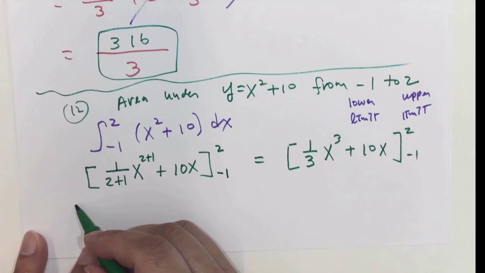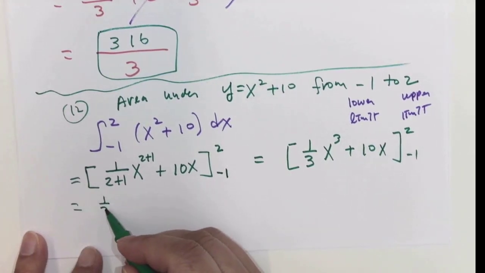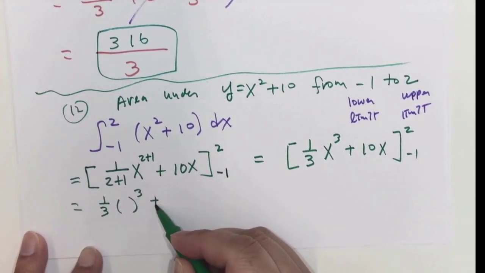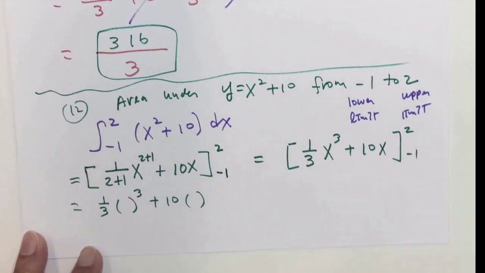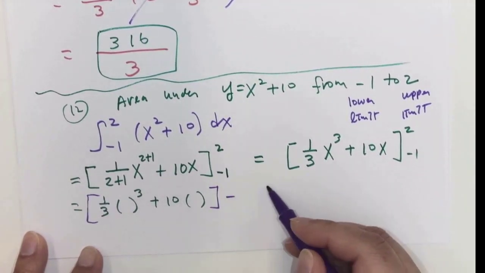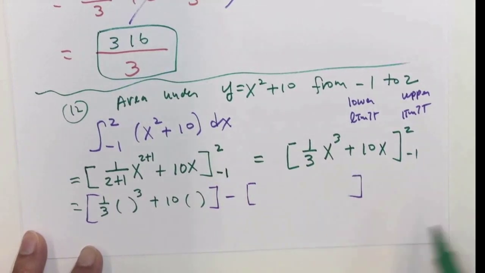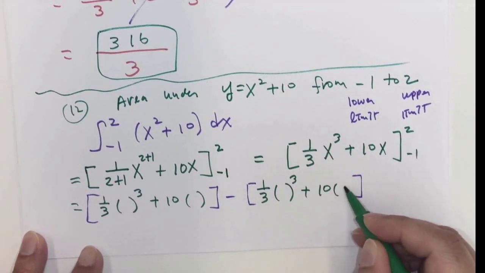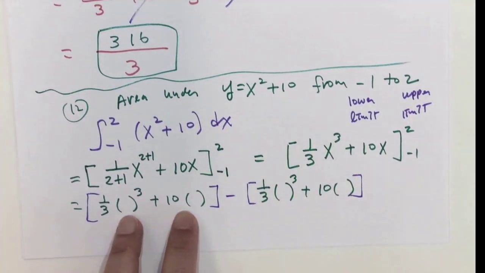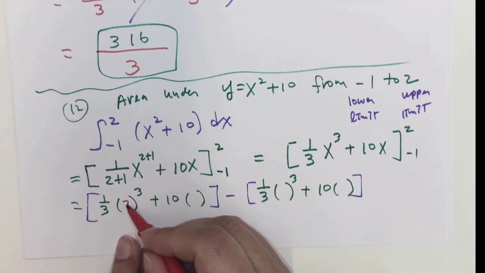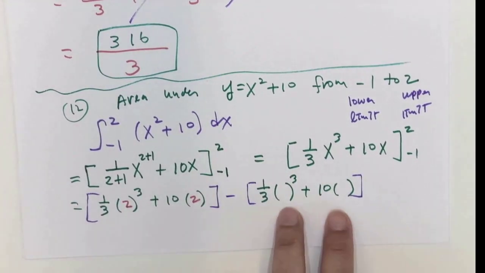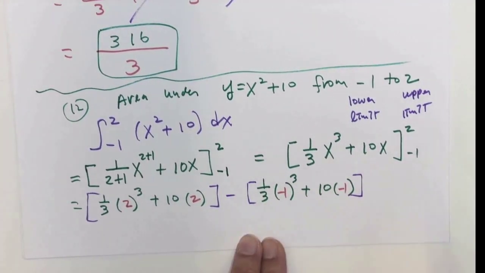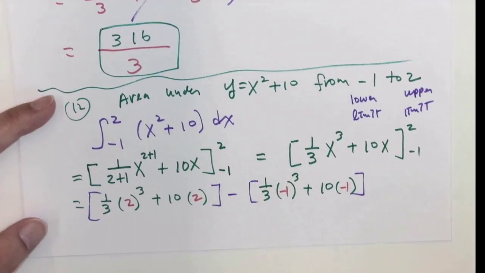Is that okay? So the first part we have 1/3 times something cubed plus 10 times something. This whole thing, we'll need to subtract the lower limit part, where we plug in the same thing, 1/3 something cubed plus 10 times something. The first part we're going to plug in what? 2, which is my upper limit, right? And the second part we're going to plug in -1, which is my lower limit, right? So now if you are good with the calculator, you can plug in the whole thing in the calculator. It will not bother me.